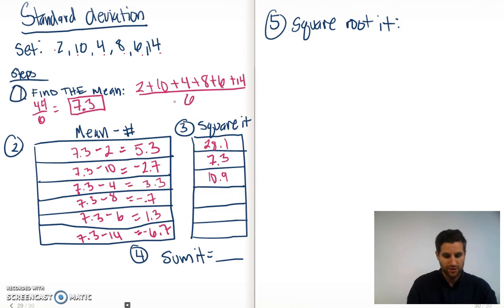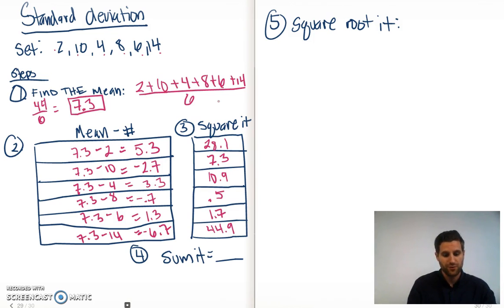Again, I highly recommend that you do this in your calculator as well. 0.7 squared is going to be 0.5. 1.3 squared is going to be 1.7. And 6.7 squared is going to be 44.9. So that's step 3. So step 1, mean. Step 2, find the difference between each data point and the mean. Step 3, square it.